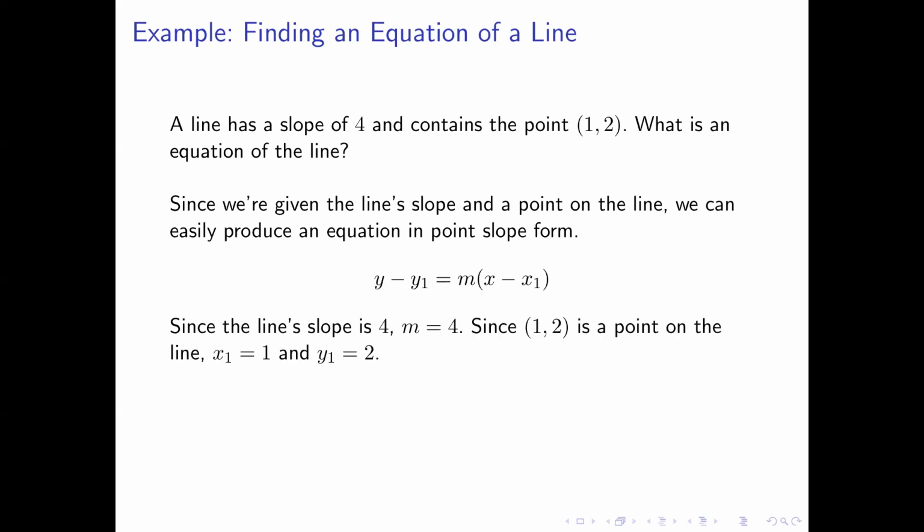And we're given the coordinates of a point on our line. It's the point (1, 2). So x1 here will be equal to 1, and y1 will be equal to 2. Let's plug those into our equation form. This is what we get: y minus 2 equals 4 times x minus 1. There's an equation for our line.